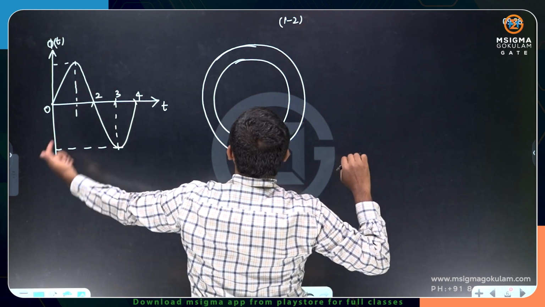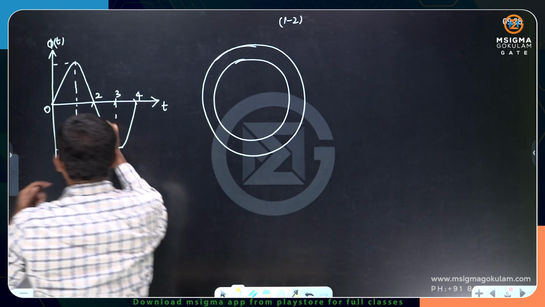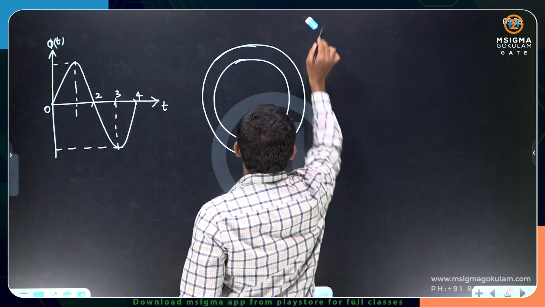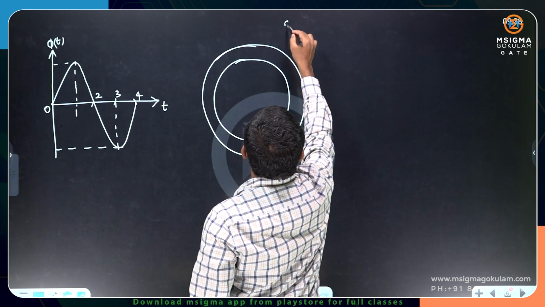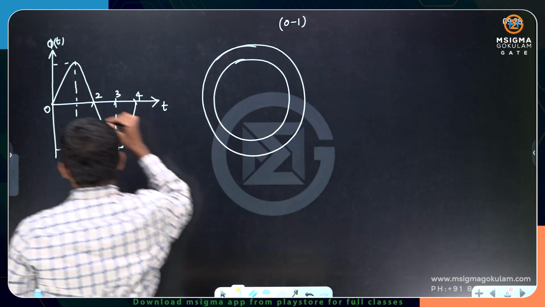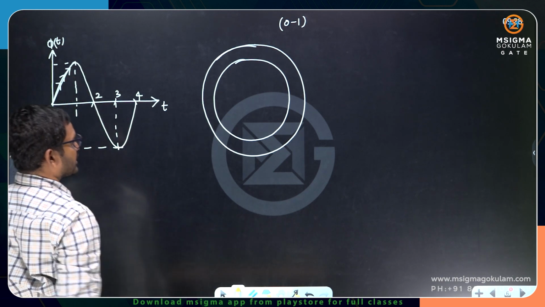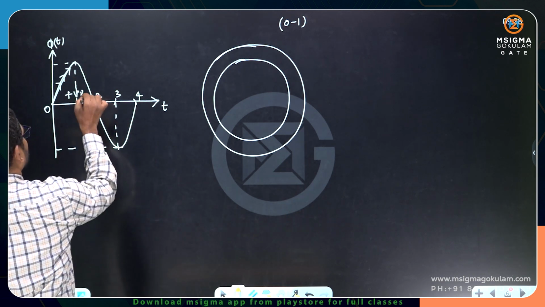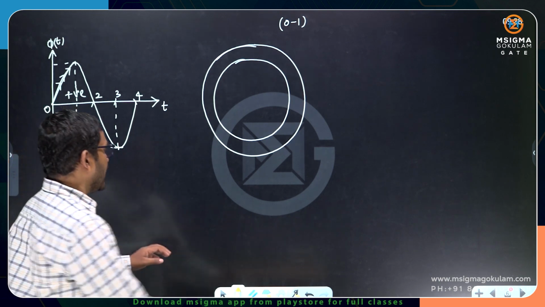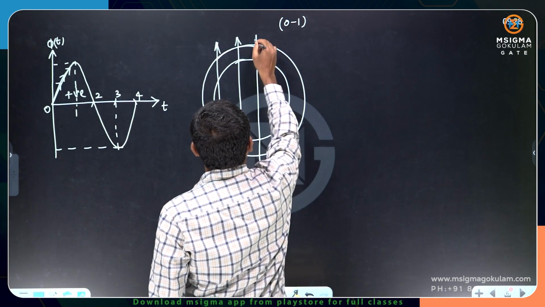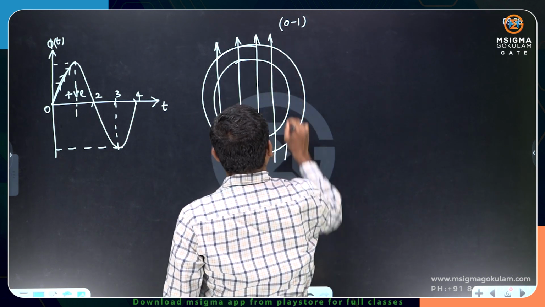The current is increasing, therefore the flux is also increasing. Let me take 0 to 1. In the 0 to 1 duration, the flux is increasing. As it is the positive half cycle, I am taking the flux in the upward direction.